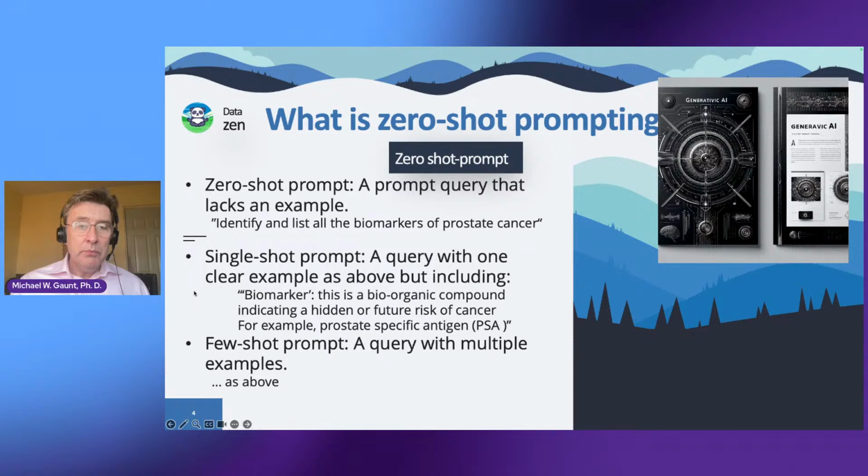If we look at a single-shot prompt, this is a quick query with a clear example. So we include the above sentence, and then we would include the following: that a biomarker is a bioorganic compound indicating a hidden or future risk of cancer, for example, prostate-specific antigen, PSA. And a few-shot prompt is the same as a single-shot prompt with multiple examples. Effectively, RAG is a good example of a multi-shot prompt.